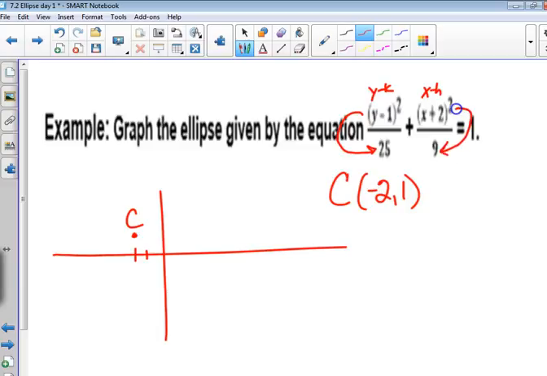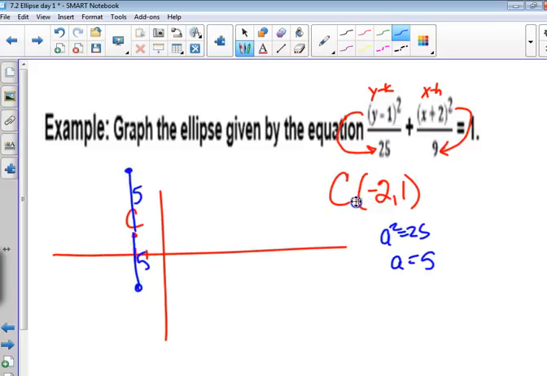Underneath the x is a 9. Which is A? A is always the bigger one, right? So this is A squared is 25, which means A is 5, and it was under the y, so I'm going to go 5 units up and 5 units down. Does that seem okay? Conceptually?